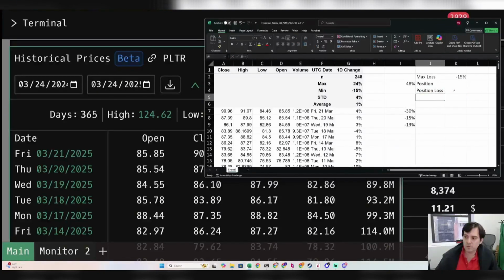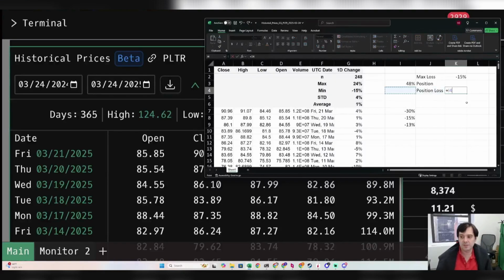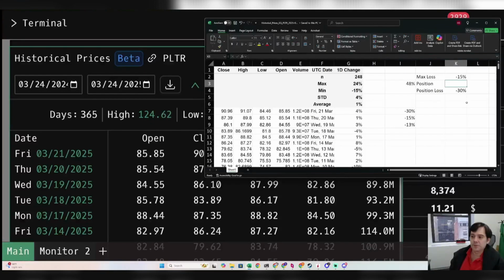So we know what the max loss is, which is, in this case, down 30%. So how do we do the math here to figure out what position, when down 30%, would result in a 15% loss to my portfolio? Well, there's a few ways to do this, but does anybody have a good idea?